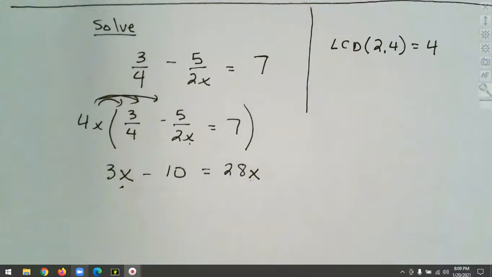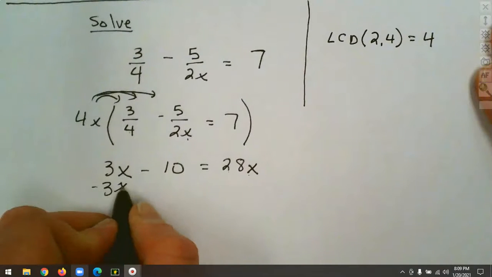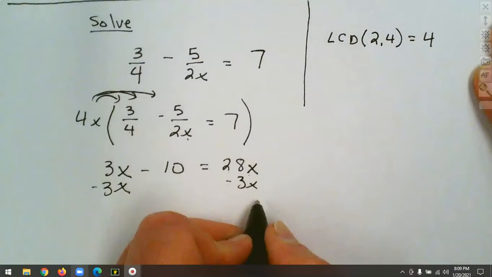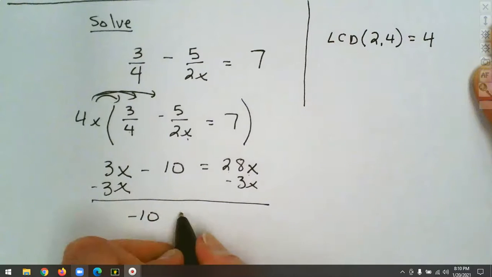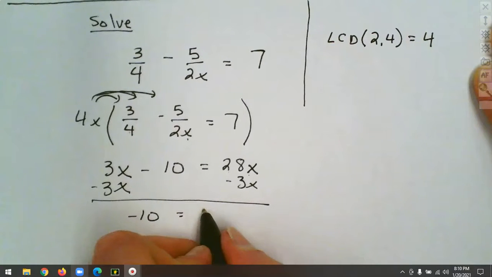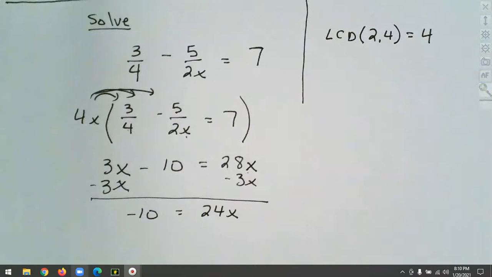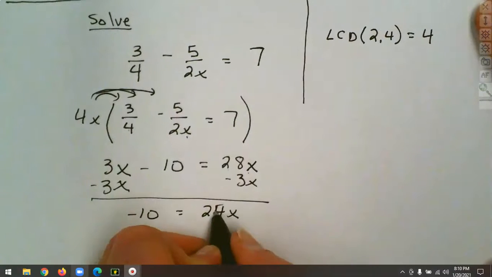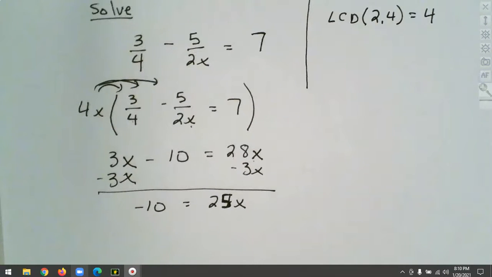Now we can finish it. So I'm going to move that 3x over with subtraction. And that leaves me then with a minus 10 equals, now it looks like, a 24x. Or not 24, sorry, it'd be 25. Yep, my mistake there. There'll be a 25x there. 28 minus 3 makes it 25. We need to finish it, so how do we finish it?